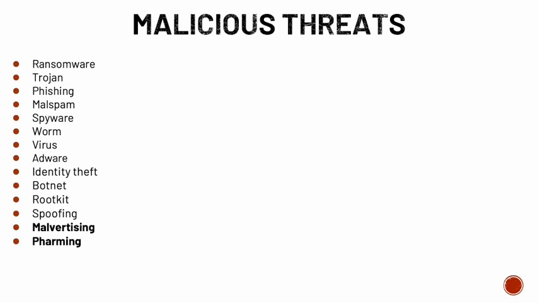So of these, two of the most common I get asked about are malvertising and pharming. So those are what we'll focus on. Malvertising is the use of online advertising to spread malware by injecting itself into a legitimate online advertisement on a web page. This can lead to an initial infection vector, such as a drive-by download.